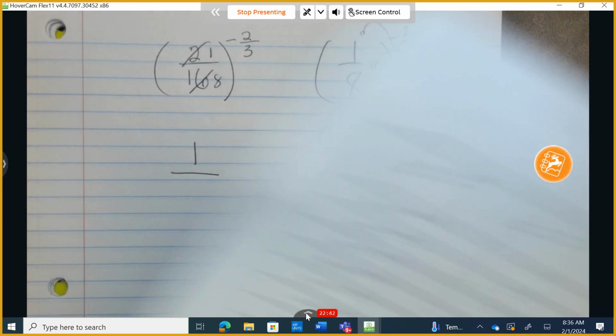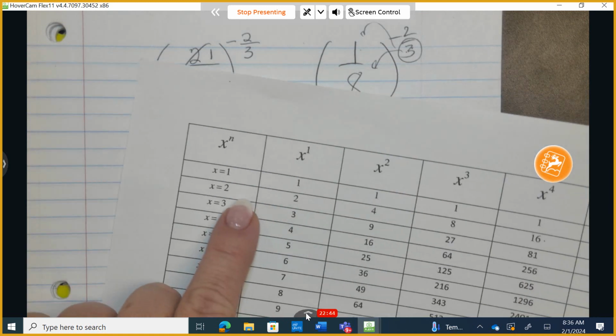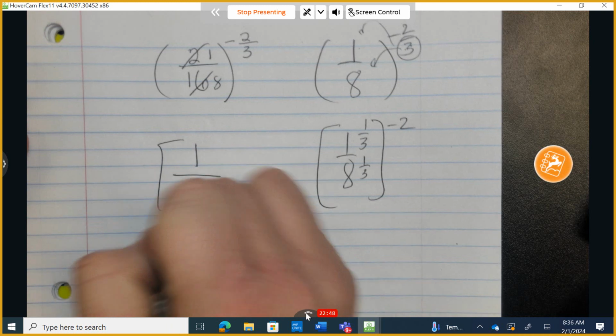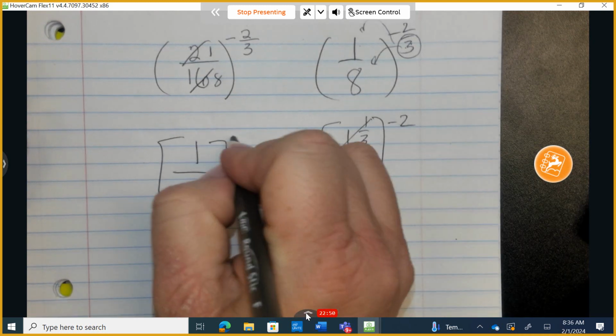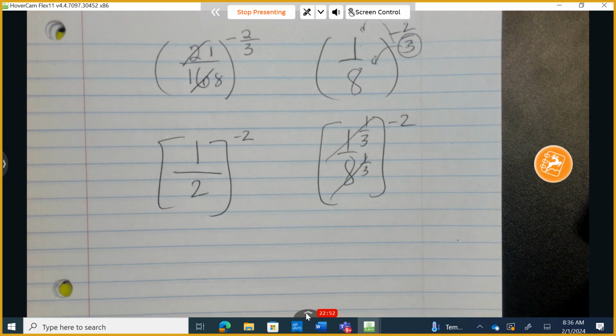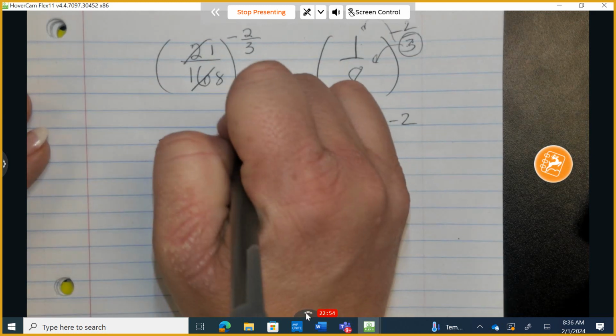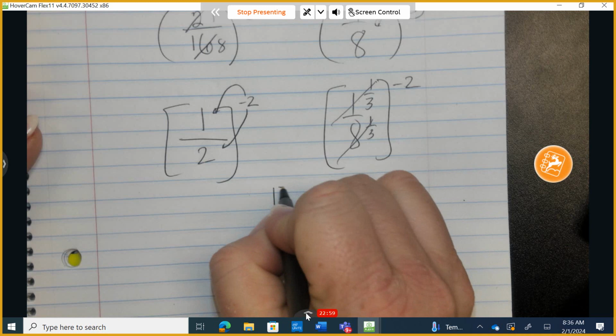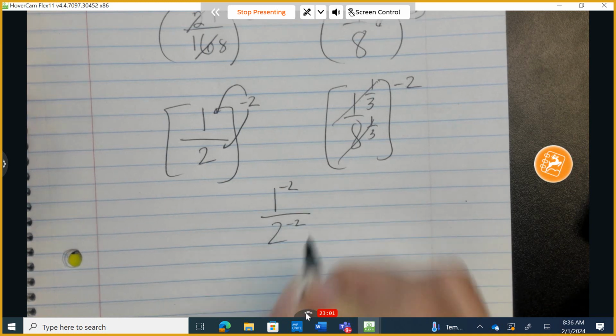Let's go to the third column and see, is 8 there? It is. That means 2 times 2 times 2, 3 times, is 8. Okay, I've done that. Perfect. I've taken care of that. Now I have to apply this negative 2. So it needs to be generous, and it needs to be applied both to the top and to the bottom.